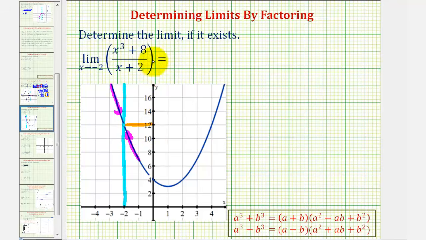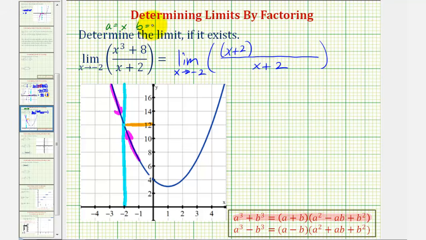To find this limit algebraically, once again we'll factor the numerator and denominator. So we have the limit as x approaches negative 2. Now the denominator does not factor, we have x plus 2. But the numerator is a sum of cubes, which we can factor using this formula here. In our case, a would be x, and b would be 2, since 2 cubed is 8. So we would have the quantity x plus 2. Again, for our purposes, a equals x, and b equals 2.